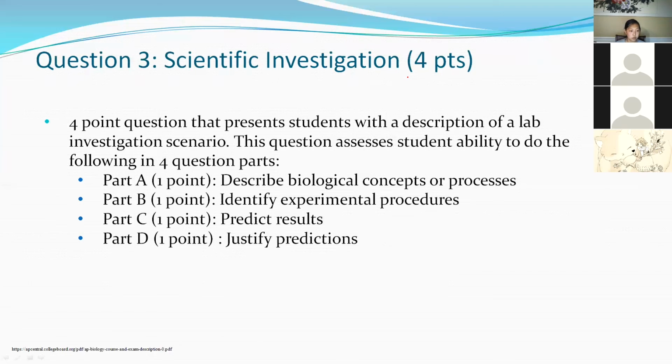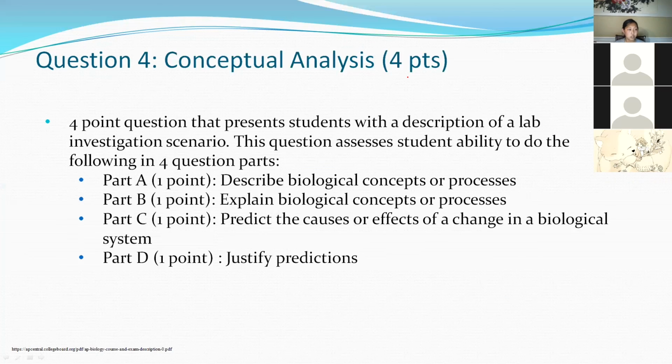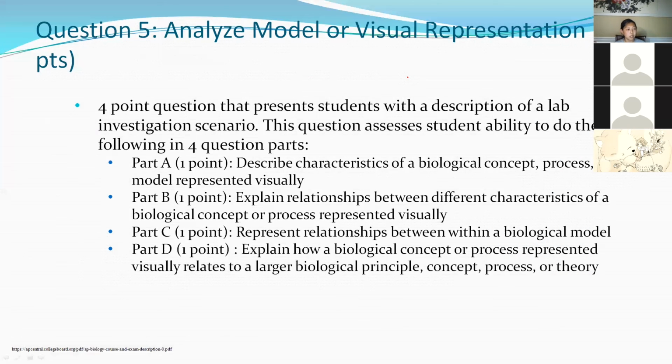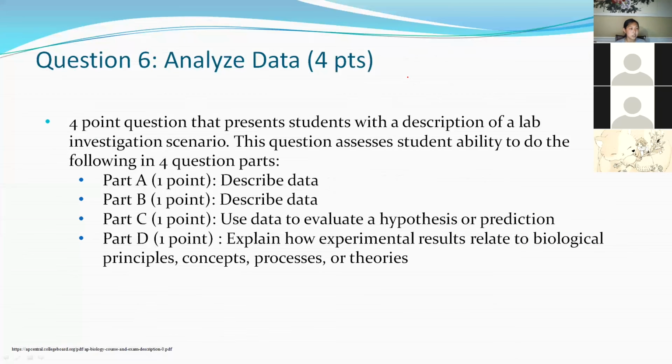So you have to be able to describe biological concepts, all of that. It gives you a lab investigation instead of a scenario, so keep that in mind. Question 4 is also a lab investigation, and assesses the ability to do the following. And then question 5 is again 4 points, giving you a lab investigation and being able to explain relationships and all the stuff listed below. And then finally, question 6, which is analyzing data, and it gives you a lab description and assesses the following.